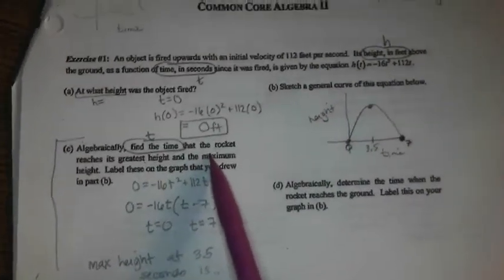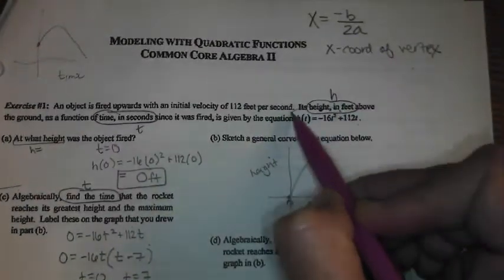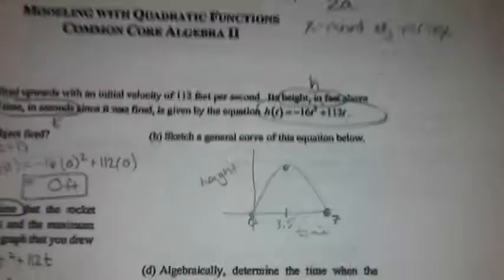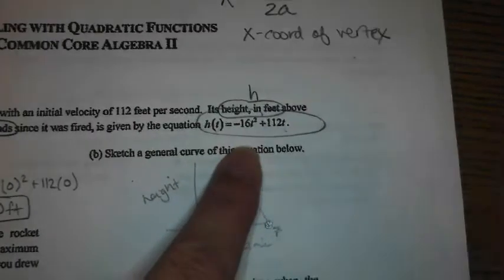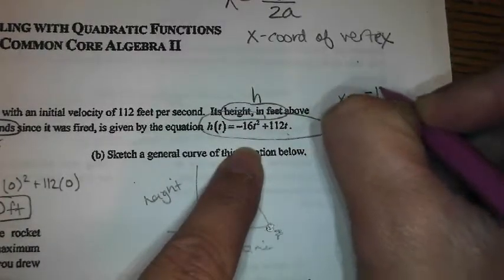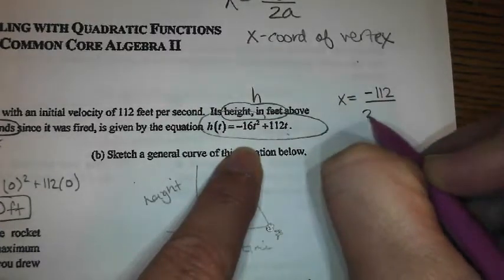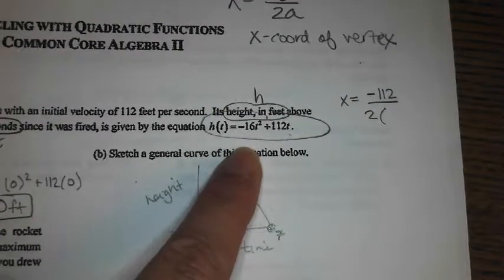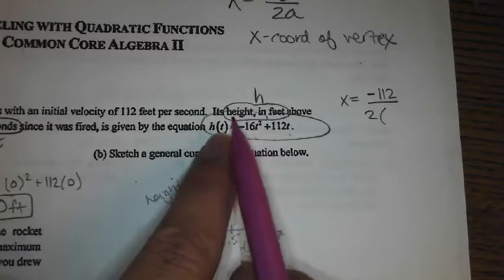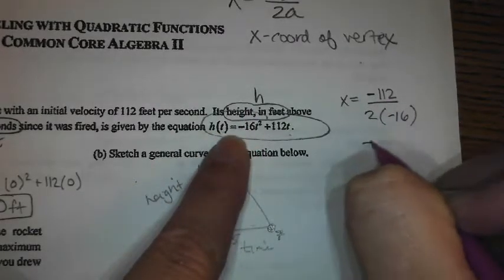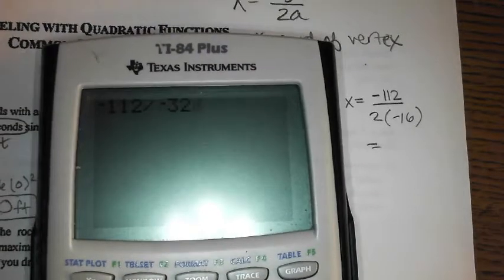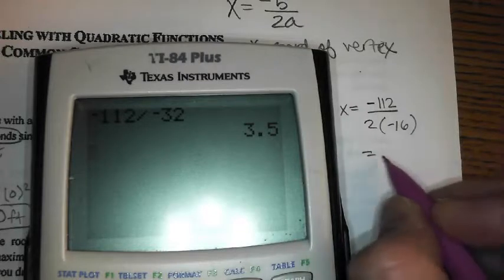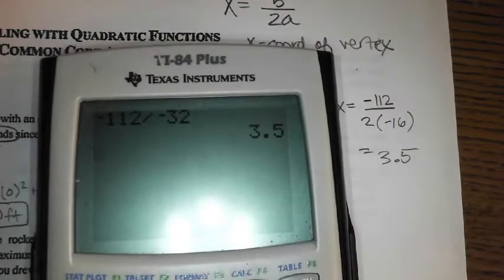So if I took this problem and used that method, a, b, and c are the same as what they've always been. So what's b in this case, Aiden? Good, so x equals negative 112 over 2 times, what's my a value, Nate? Negative 16, good. So if I calculate that, negative 112 divided by negative 32, I get the same 3.5 that I got by going halfway between the zeros.